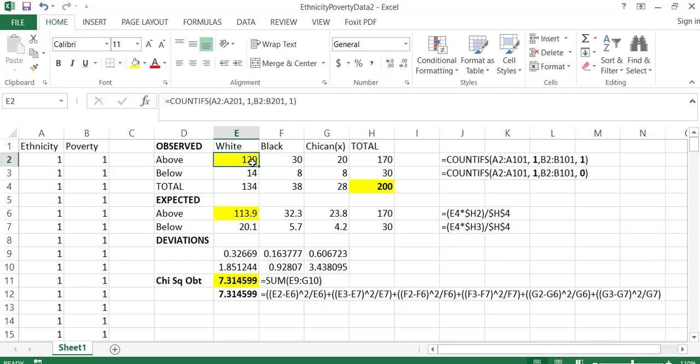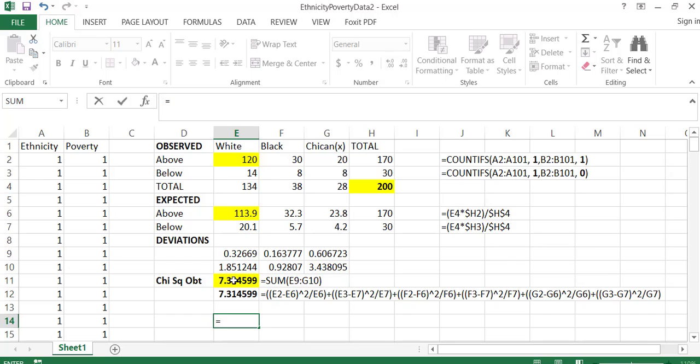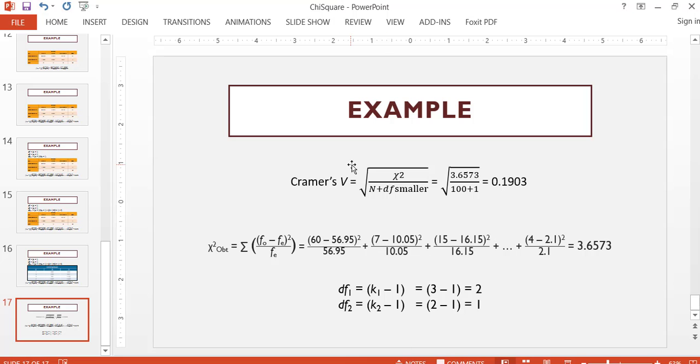Well, unless they are perfectly equal, as I increase my n, inevitably I'm going to make it so that chi-square is large enough and thus significant, which goes back to, well, what about Cramer's V? And so if we take this obtained chi-square, so Cramer's V, if we flip back over, and I think I still have the PowerPoint up, was the chi-square divided by n plus degrees of freedom and take the square root of that quotient.